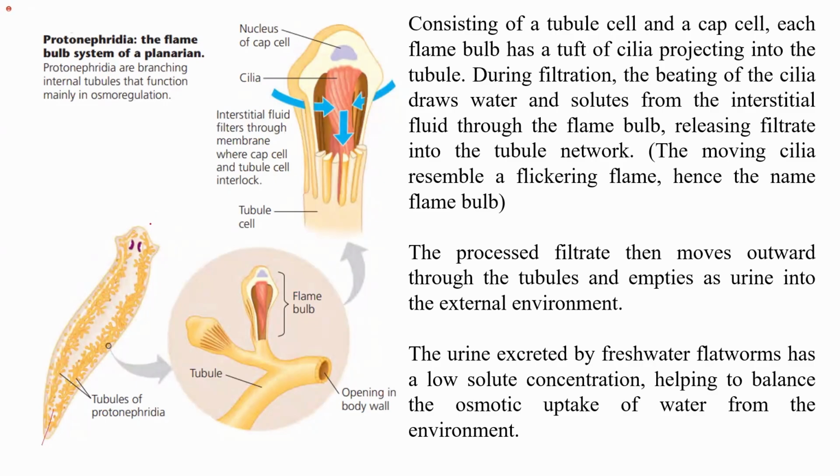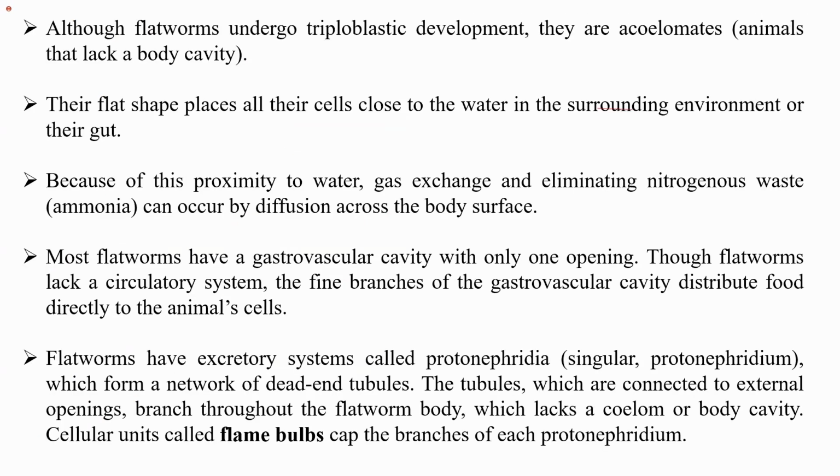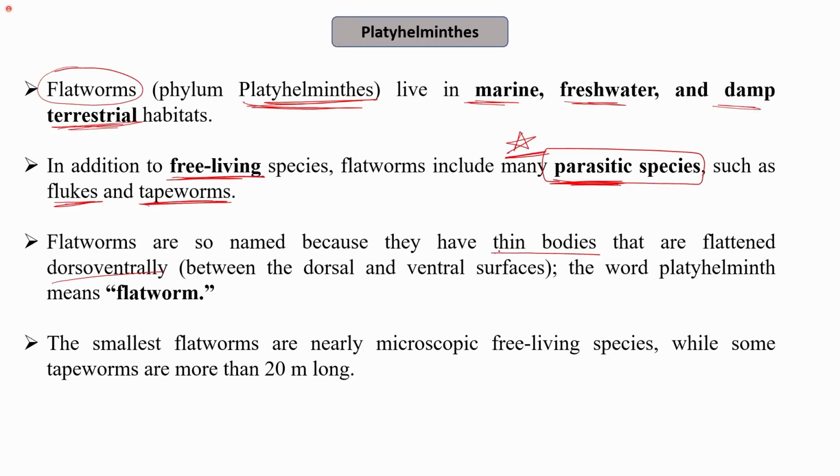into two equal halves like this, only along this axis, right? So this will be the one half, this will be the other half. So only along this axis it can be divided, and therefore they have a bilateral symmetry, right? We will again come to this diagram when we learn about the excretory system of flatworms. But for now, flatworms are so named because they have thin bodies. They are flattened dorsoventrally, that is between the dorsal and ventral surface. And the word Platyhelminthes means the flat worm, and hence the phylum Platyhelminthes.